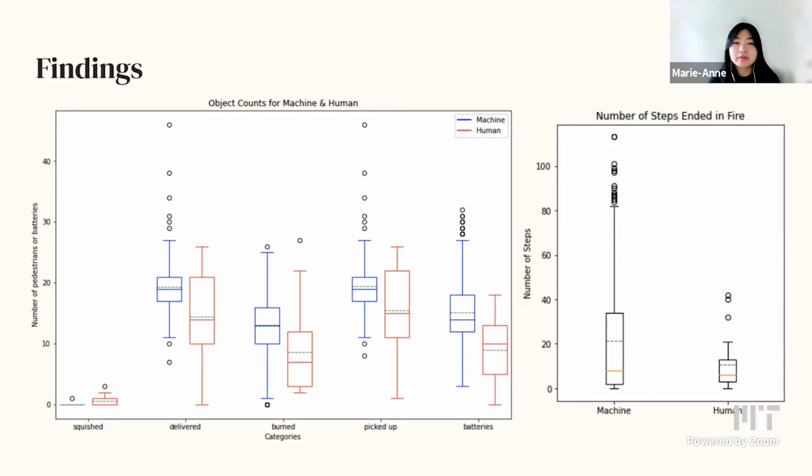And on the right, we have a graph showing the number of steps ended in fire. And while it might seem that the machine is more willing to risk going into fire to save someone compared to humans, one reason why the number of steps in fire is so high is that it will continue fetching batteries in fire rather than avoiding it and fetching a person.